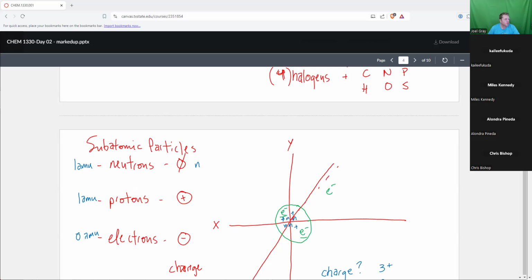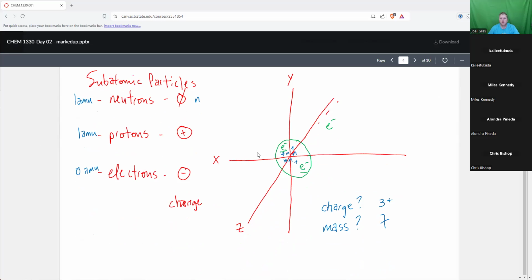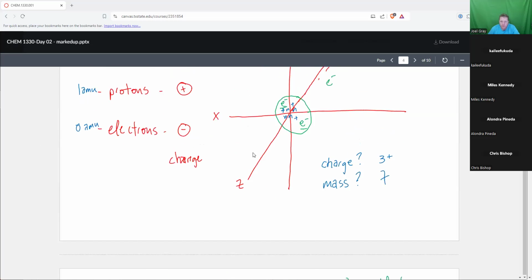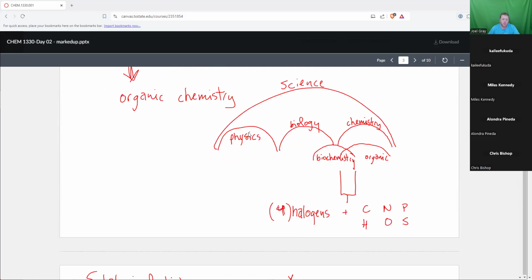Okay, so which elements are important to biochemistry? I gave you the periodic table and we talked about it and shaded out most of it. The parts of the periodic table that we are interested in are the top 4 halogens: carbon, nitrogen, phosphorus, sulfur, oxygen, and hydrogen. We have a total of 10 elements that we're interested in for biochemistry and in the act of drug discovery.